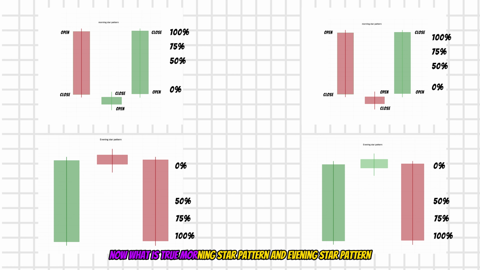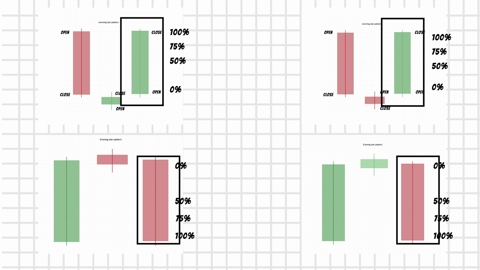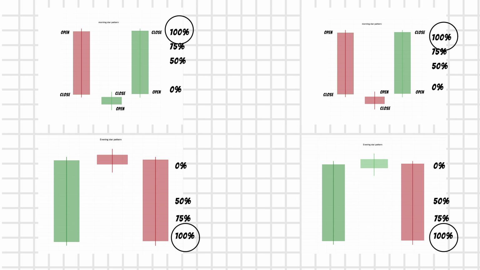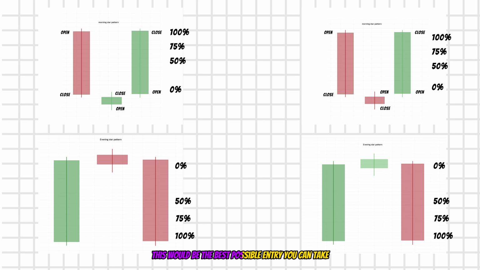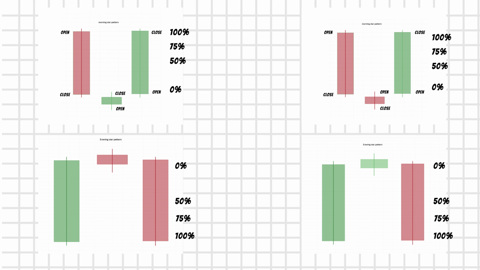Now, what is true morning star pattern and evening star pattern? True morning star pattern and evening star pattern is when the third candle completely engulfs the first candle. That is 100%. This would be the best possible entry you can take. Note, any entry less than 75% shown here is not a right entry. The recommended entry is 75% or more, and the best one is 100% star pattern.